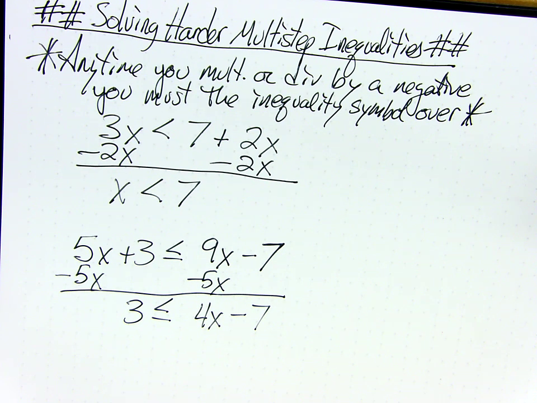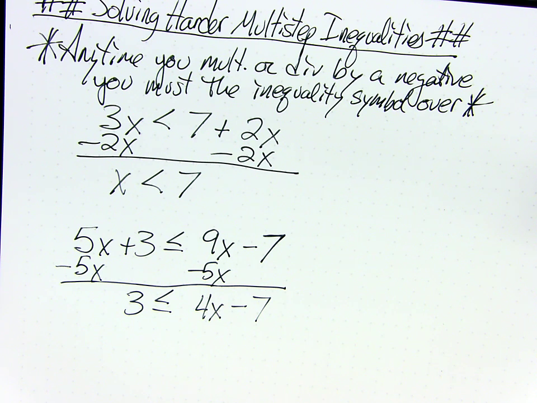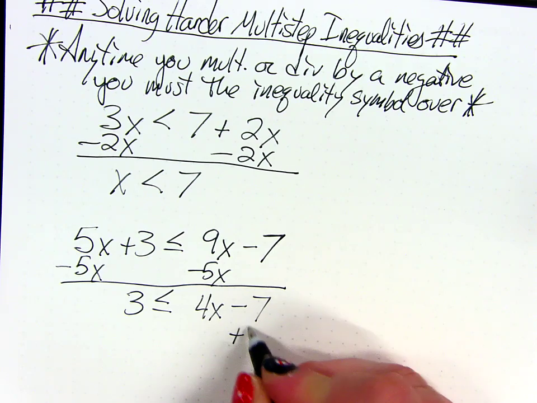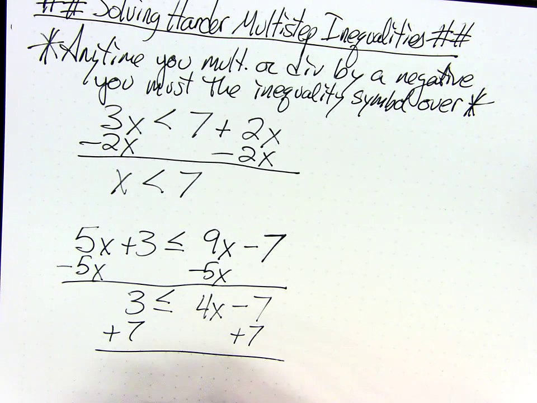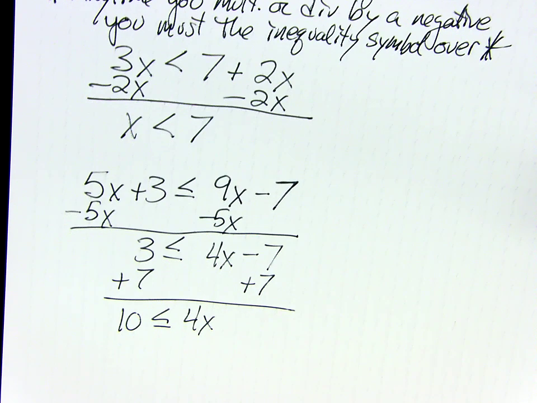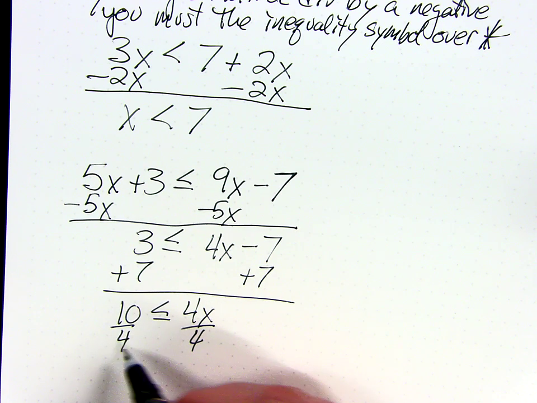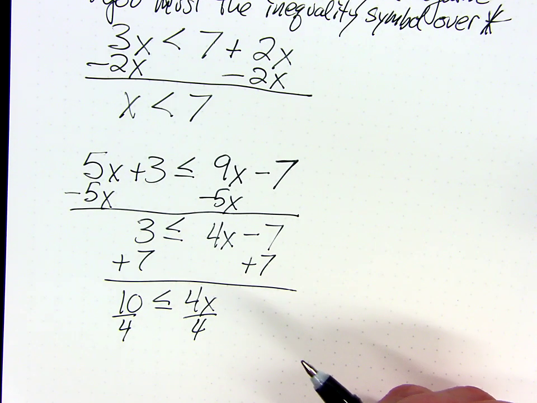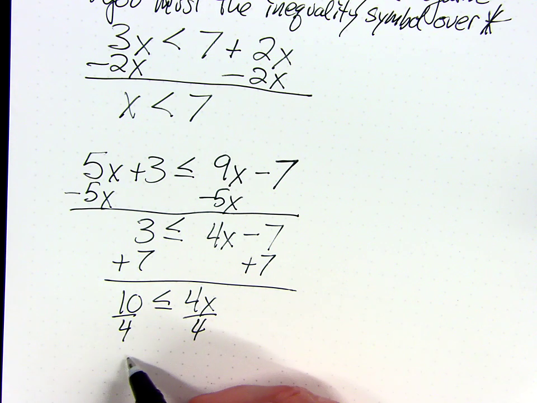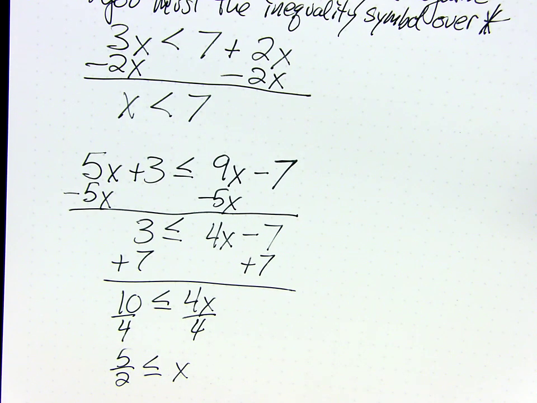And then I'm just going to, what would my next step be? Add 7. That's it. Add 7. And then just finish it off by? Divide by 4. That's it. So you can turn that into a decimal, or you could just reduce that fraction, 5/2. I don't care if you give me a decimal or a fraction, it really doesn't matter.